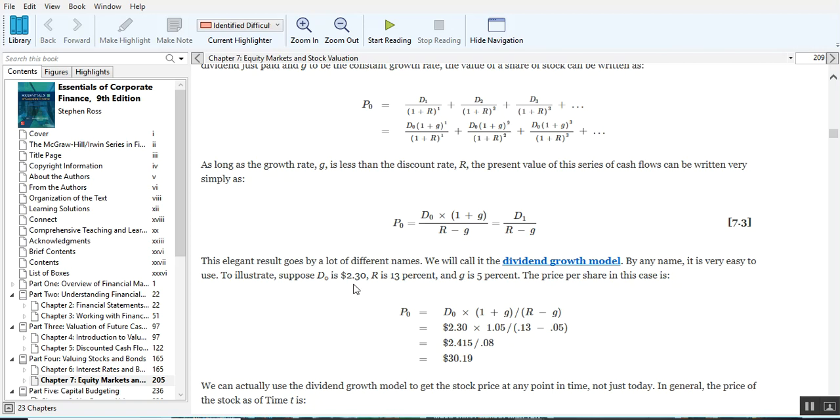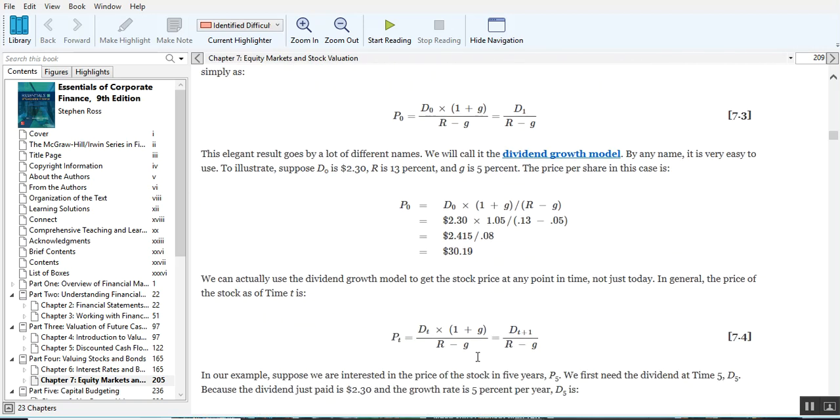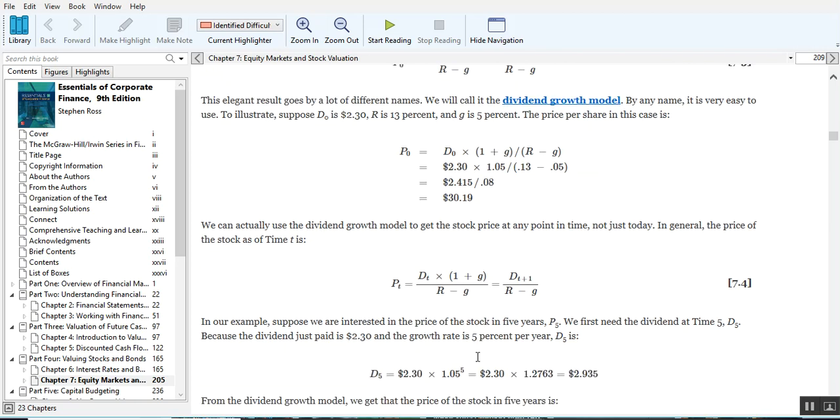So here you have an example where there's a $2.30 dividend. The required rate of return is 13% and the growth rate is 5%. You just plug the numbers in here, and the price in this year for that share of stock will be $30.19. But you can compute that out into the future. You don't have to just do it for this current year. You can take it out into the future by using the exponent. So let's say we want to know what it is in 5 years, the present value of that stock in 5 years.